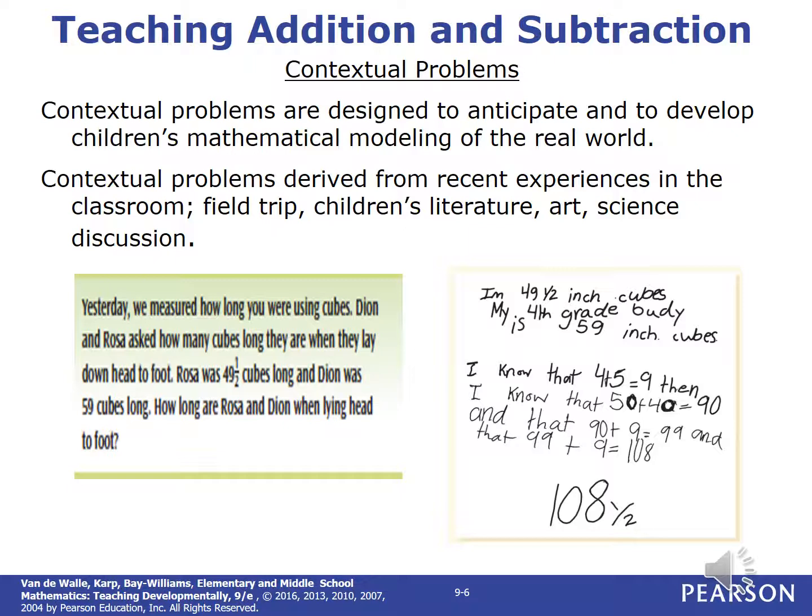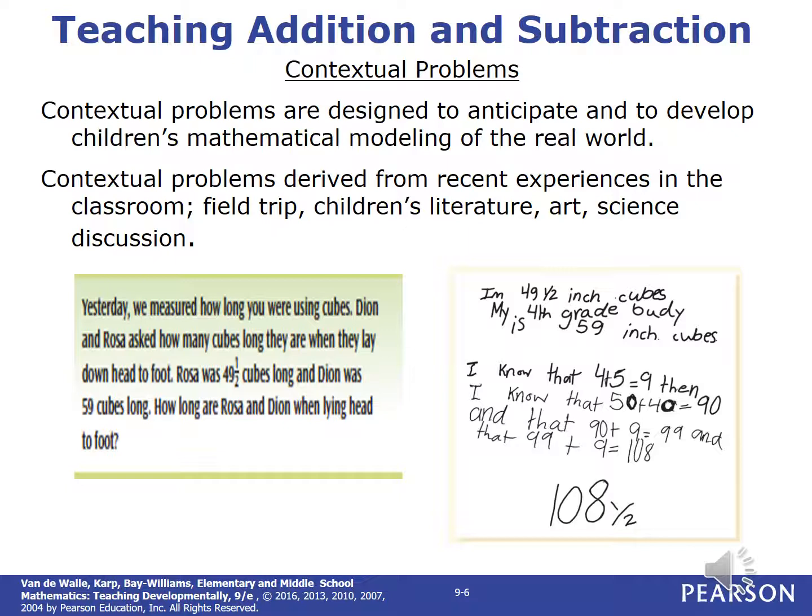Some different ways you can derive some contextual problems is by using recent experiences in your classroom, whether that be through field trips, children's literature, art, science discussions. All of those are fruitful ways that could yield great contextual problems. A couple of things I do want to mention before moving on.